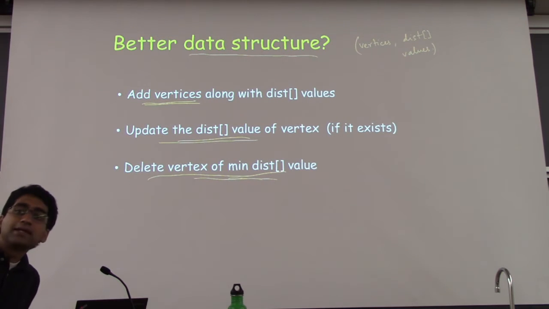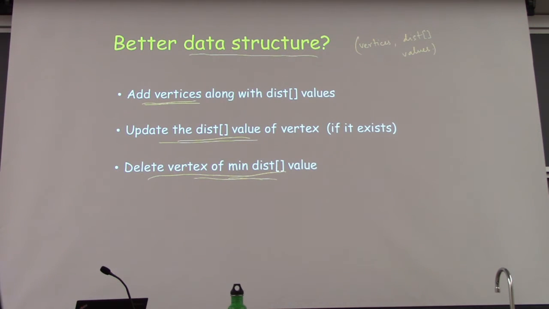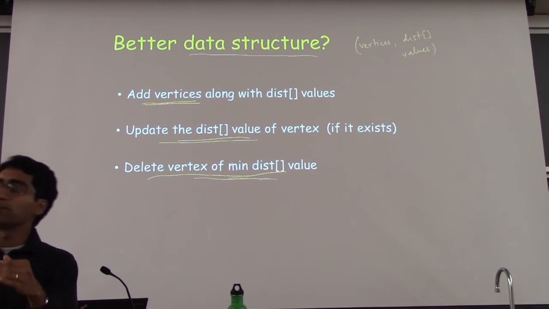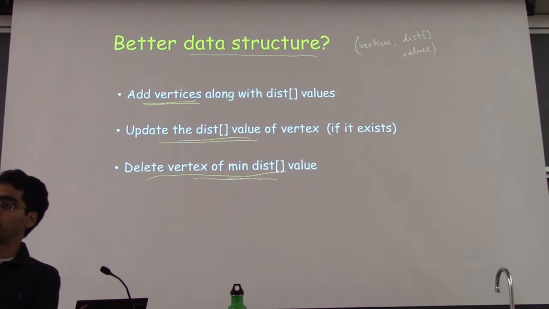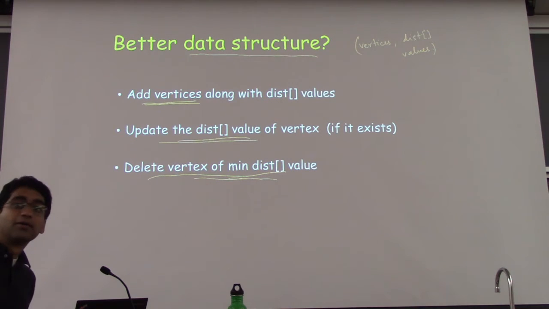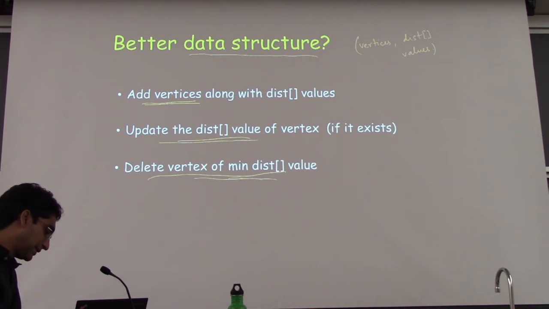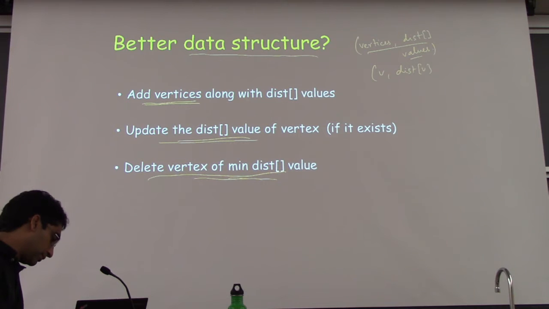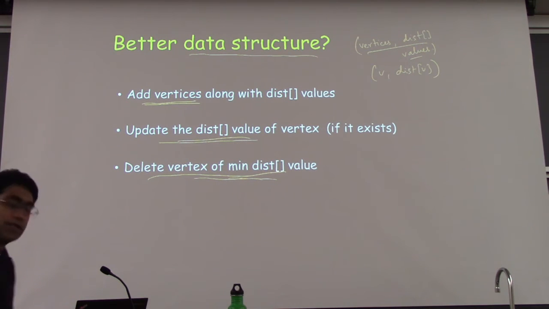This is one thing that you've got to keep in mind when you are, in general, coming up with data structures. You have to figure out what all operations you want to support. You want to have a data structure that stores these elements, so you have to figure out what you want to store and what operations you want to support. Here we want to store pairs v comma dist of v, and we want to support operations of this form.